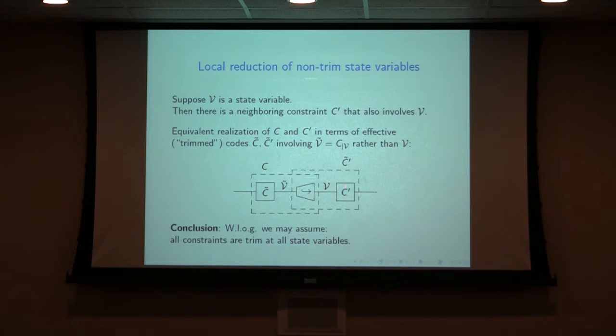And what does this say in here? This says just forget about, trim all values of V that are not in V tilde. So I'm going to get rid of them in the neighboring constraint. And I claim that the concatenation of C and C prime is equivalent to the concatenation of C tilde and C tilde prime. But now we have a state space that's only of size V tilde rather than V. It's an elaborate way of proving that we can just assume that all constraints are trim at all state variables, because if they aren't trim, we can trim them by adjusting the neighboring constraint in this way.